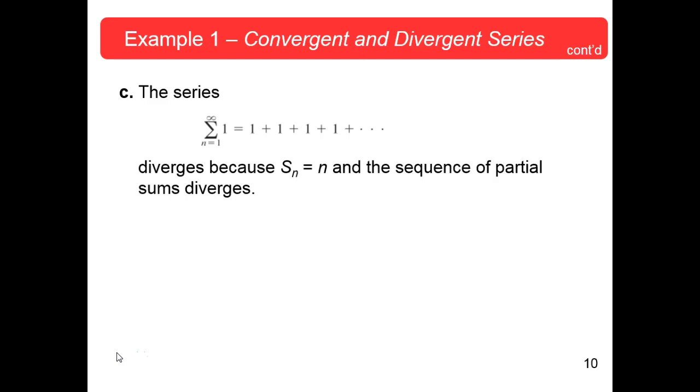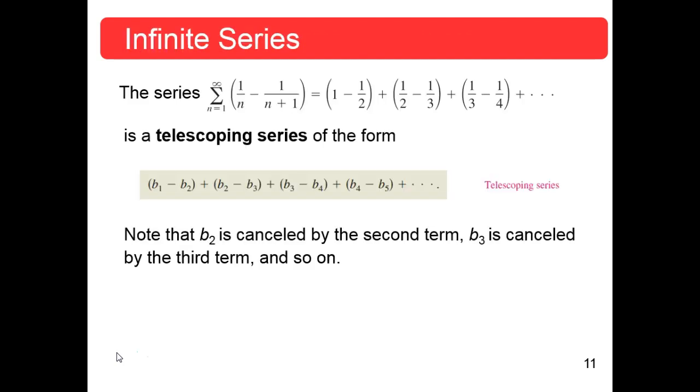That diverges because S of n is n. As n goes to infinity, that's getting bigger and bigger and bigger. So 1 is 1, 2 is 2, and n is 3 is 3. So S of n is n. That sequence of partial sums diverges. No matter how far you go, the next one's always bigger. No, not bounded. The sequence of partial sums is not bounded.